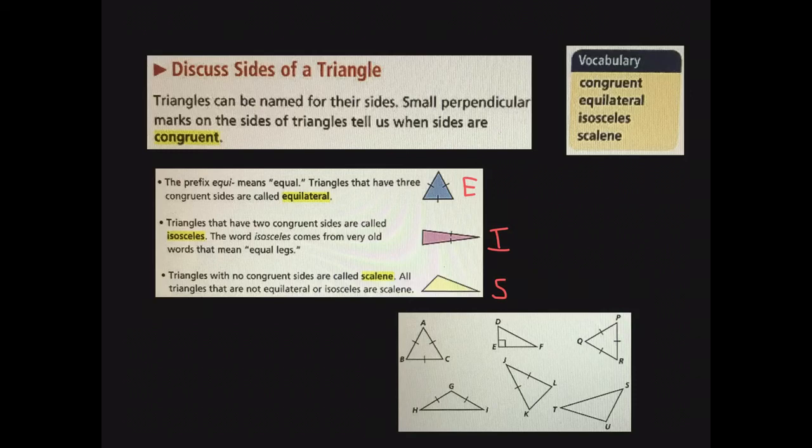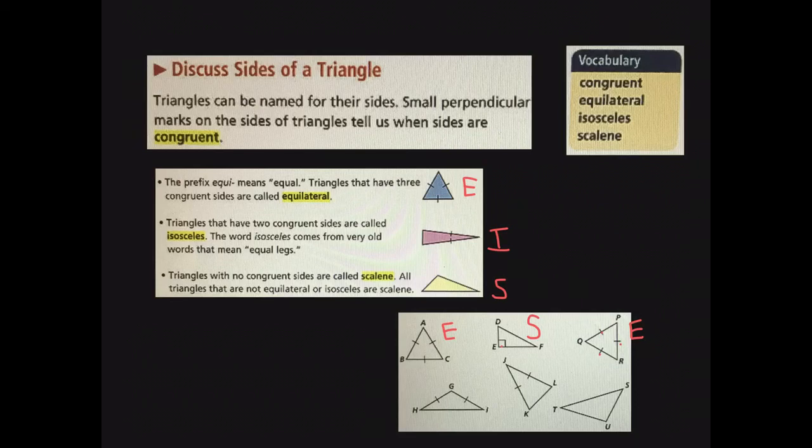So let's look at the first example here, triangle ABC. Triangle ABC has three marks showing me that those three sides are the same, so that's an equilateral triangle. DEF has a right angle, but remember I'm not labeling it based on the angles right now, I'm looking at the sides. None of them are the same, so this is a scalene triangle.